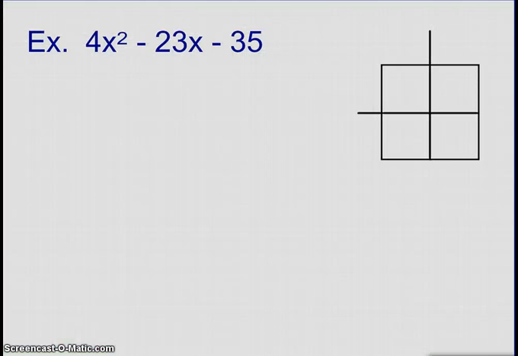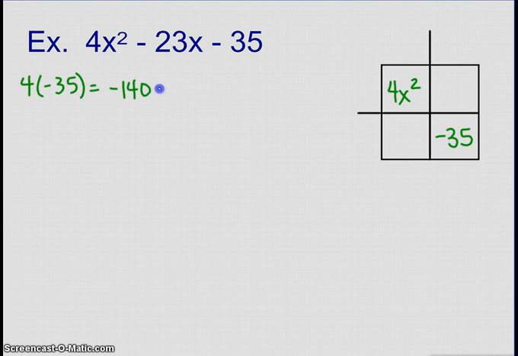Alright, so we have one last problem for today. 4x squared minus 23x minus 35. Check your greatest common factor and then begin finding the factors. Alright, so the factors that multiply to negative 140 but add to negative 23 would be negative 28 and 5. Alright, so we put that here, prime factorization.